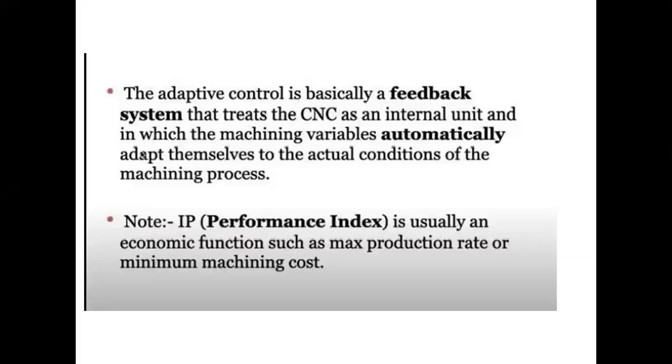So you see, adaptive control is basically a feedback system, isn't it? That's the backbone of it. There has to be feedback. It treats the CNC as an internal unit, in which the machining variables automatically adapt themselves to the actual conditions of the machining process. Right? That's what is happening. Basically, you adapt to the situation, to the actual conditions of what is ongoing in the machining process.